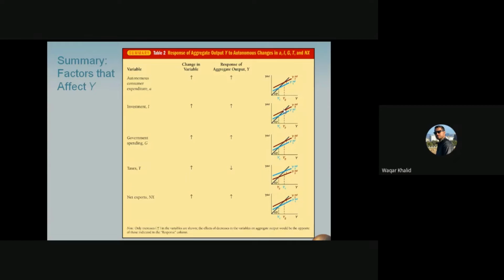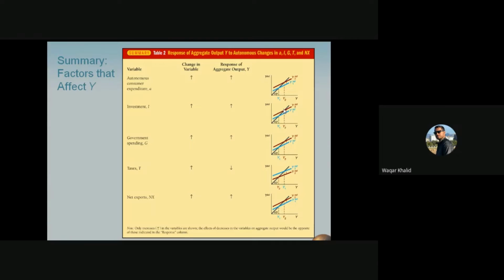Look at this summary table. This table shows the response of aggregate output to autonomous changes in all these five important factors. Number one, autonomous consumer expenditures A. If there is an increase in autonomous consumer expenditures, what will be the response of aggregate output? As a result, aggregate output will increase as well.